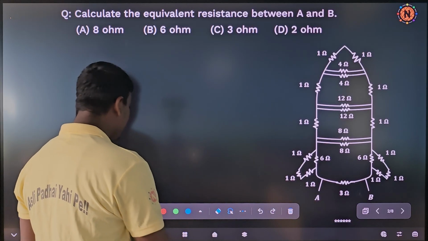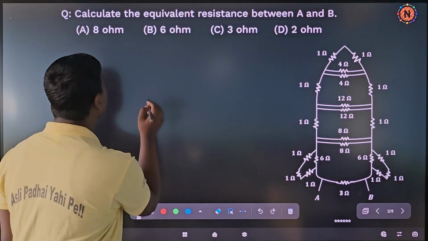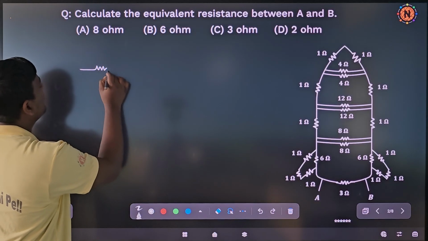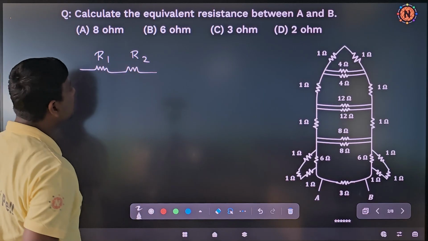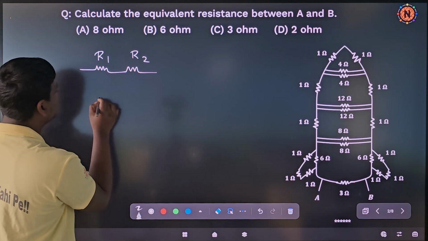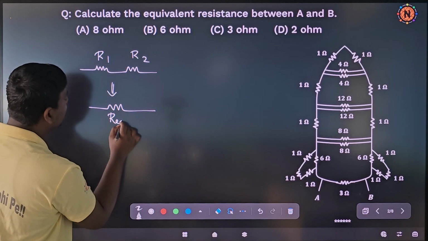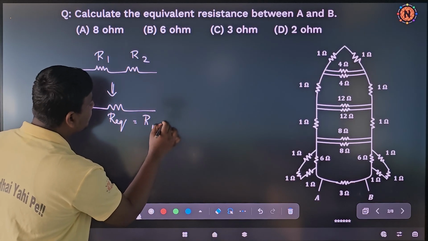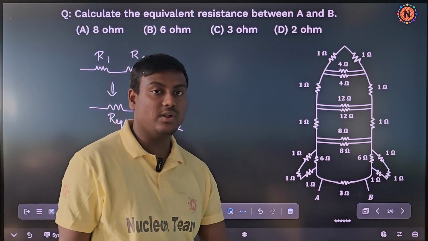Before solving, we need some concept called combination of resistances. If two resistances, let's say R1 and R2, are in series, then their equivalent resistance means the total effect of these two combined. That becomes just a single resistance R equivalent, calculated as the sum of all the resistances. So R equivalent will be just R1 plus R2.